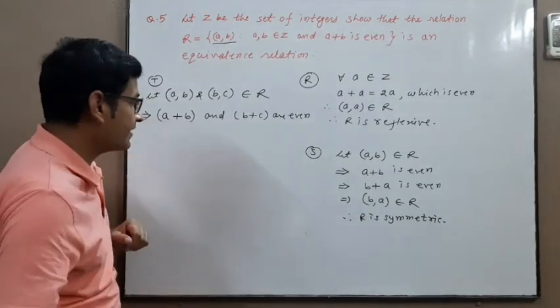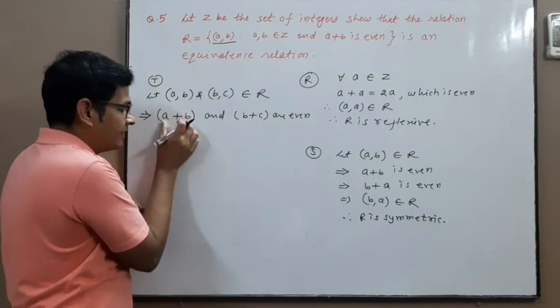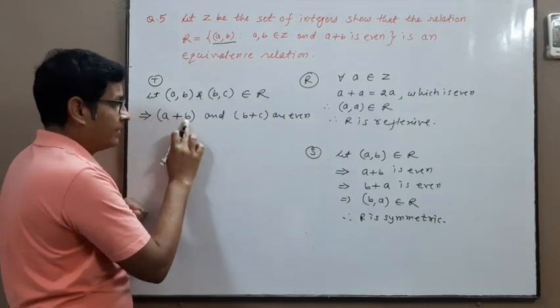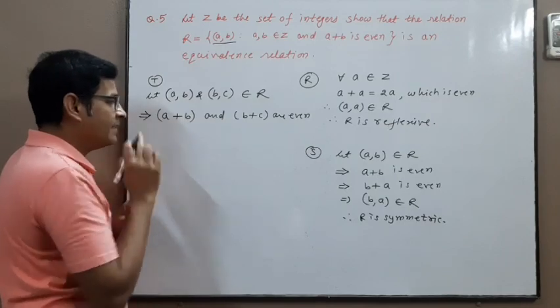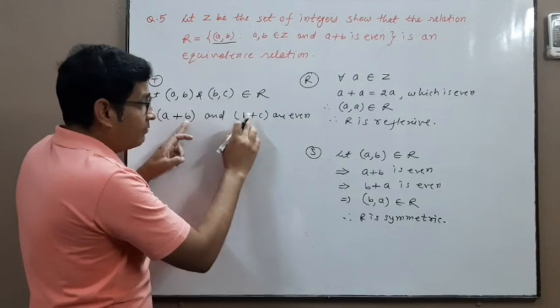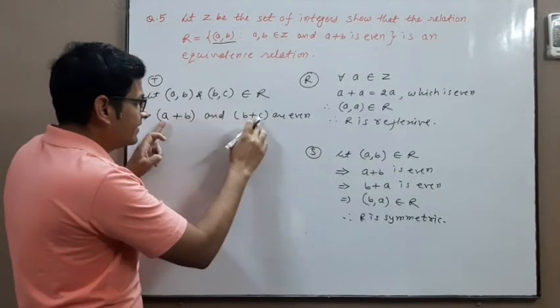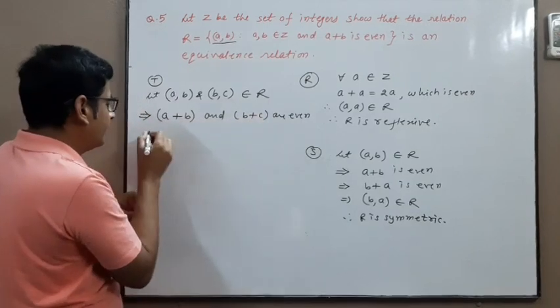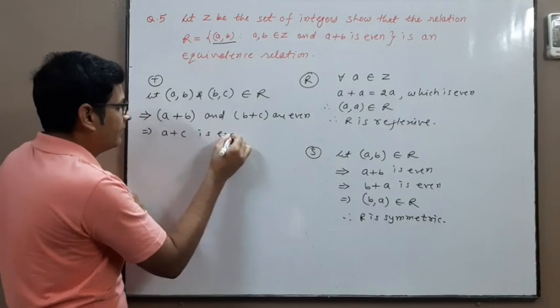So now we take two cases. Case first: if A + B is even, let B be an even number, then A must be even, otherwise the sum is odd. So A + B is even. If B is even, then B + C is also even, which means C is even. So A is even and C is even. Then A + C is also even. So we can write A + C is even.